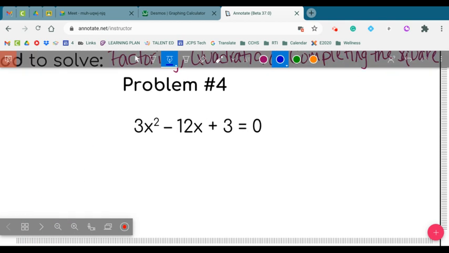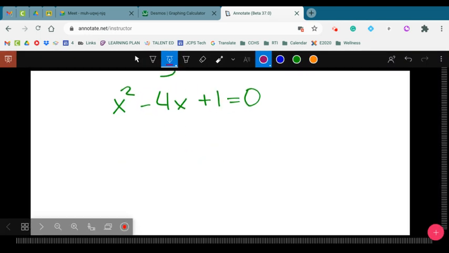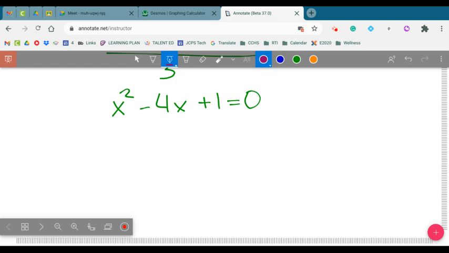This one, the first thing you want to see is, is there a number I can divide out of everything? Yes, I can divide a 3 out. I'm going to get x squared minus 4x plus 1 equals 0. Now this one, I know I can't factor because there's not 2 numbers I can multiply to get 1 and add to get negative 4. So we're going to complete the square.